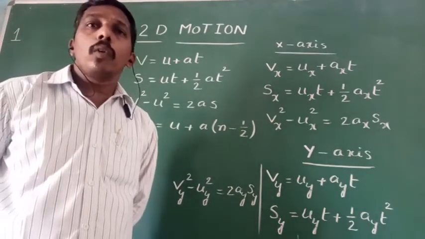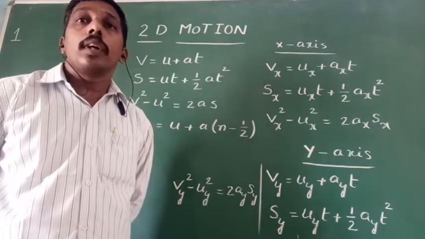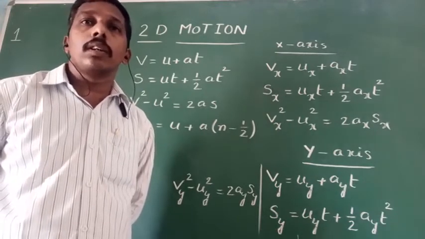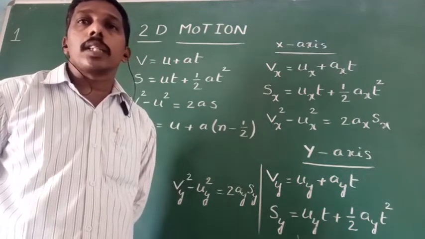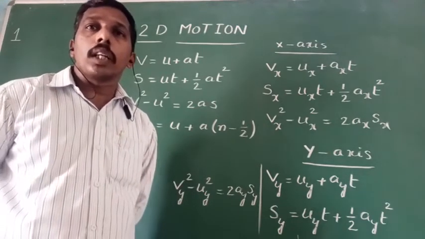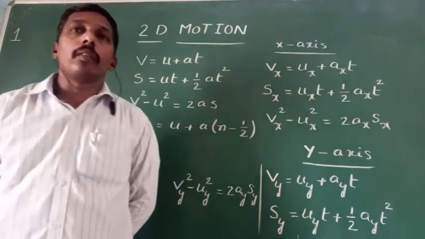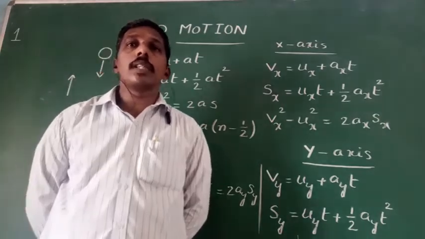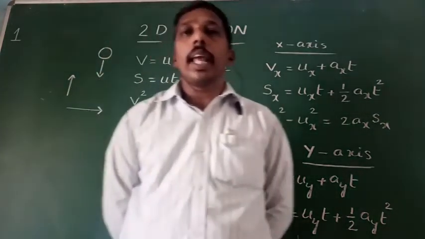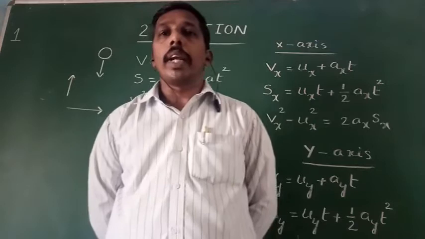But what about two-dimensional motion? Two dimensions means the body is simultaneously traveling along two directions. One is along the horizontal direction and another along the vertical direction. Two-dimensional motion means the body simultaneously travels along the x direction and the y direction.